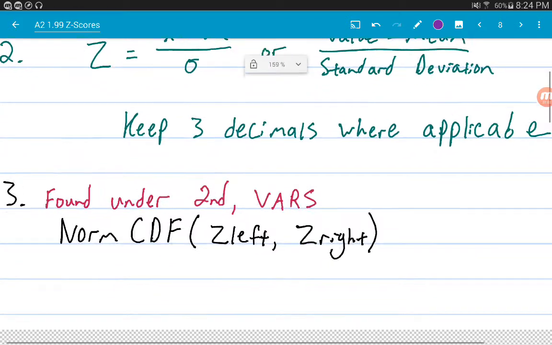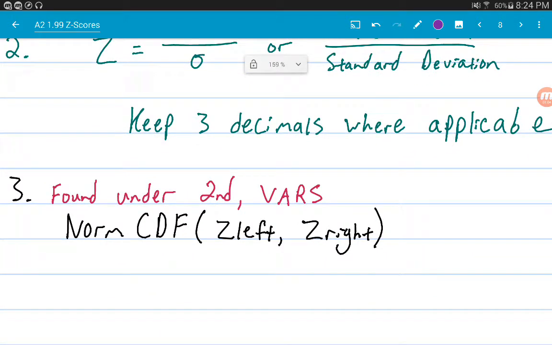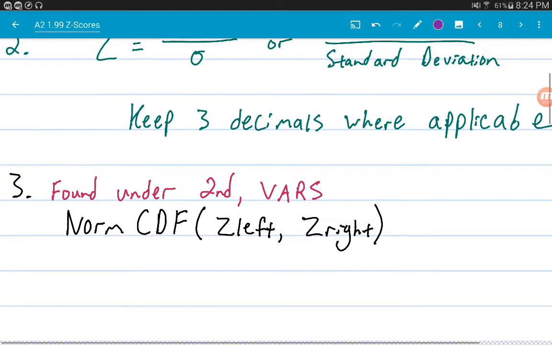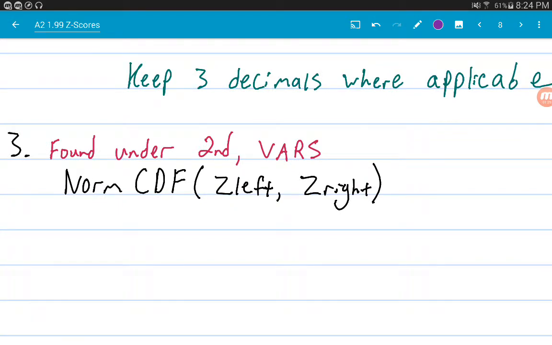The function and the format is like this. How do we use these z-scores? Well, it's found under second vars on your calculator, and the function looks like this, norm CDF or normal CDF. I always forget, but the way the input goes is they want your left side z value, comma, then your right side z value. And then you can just hit enter, and it should give you a decimal.